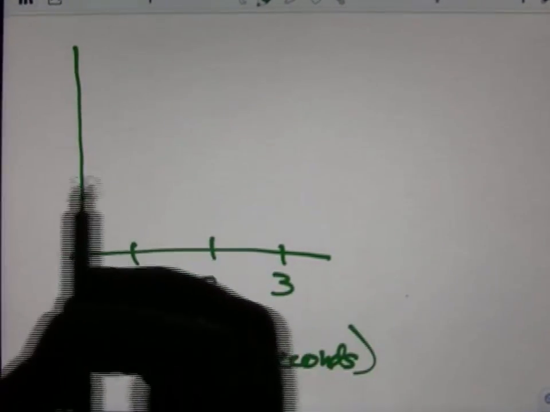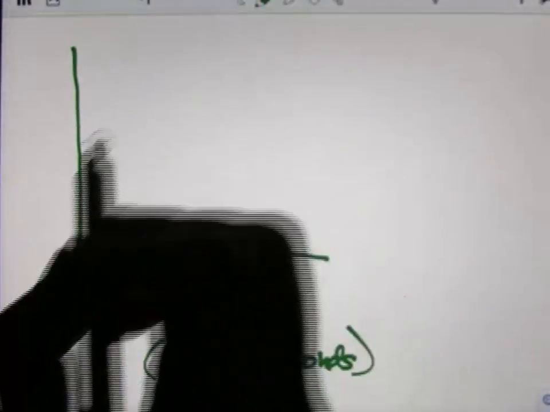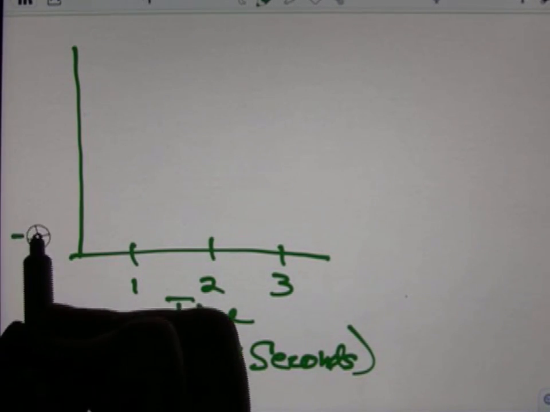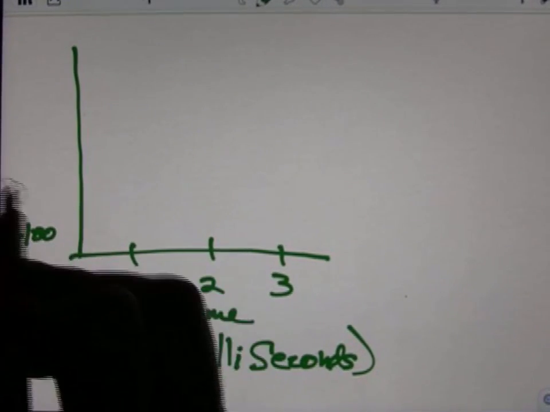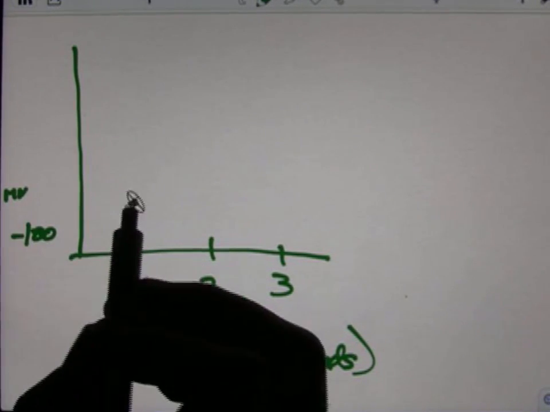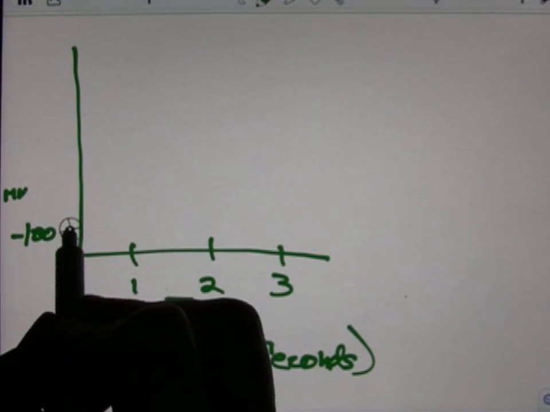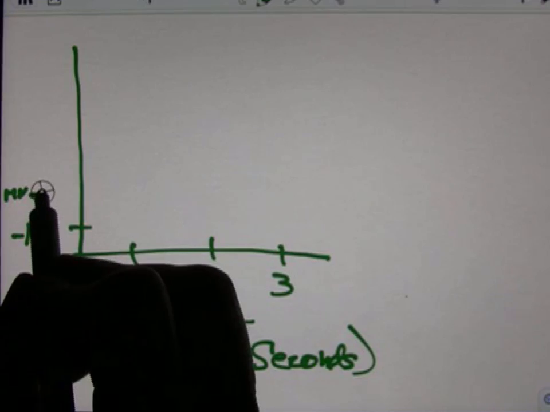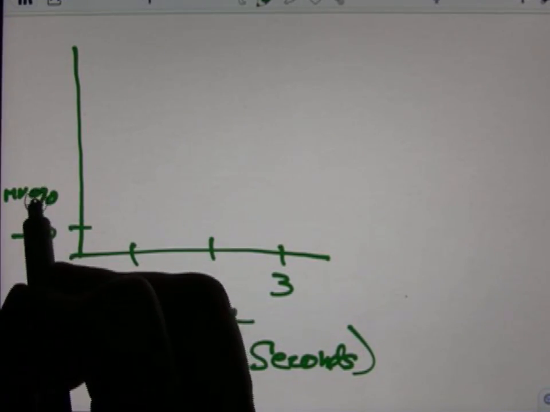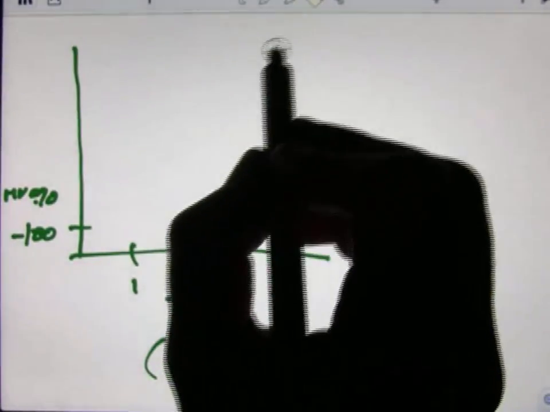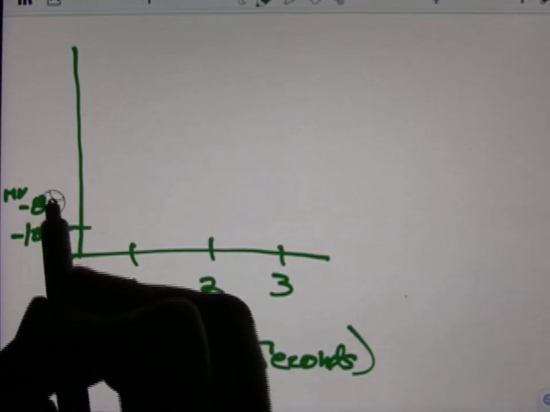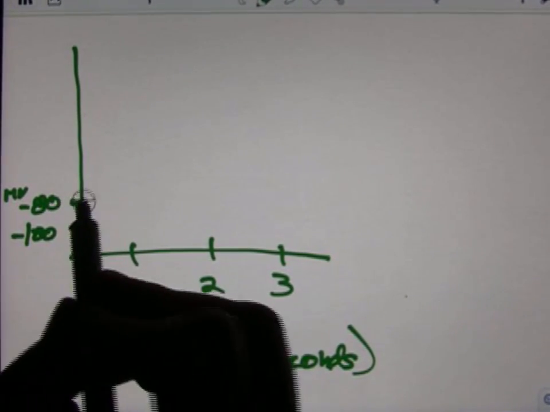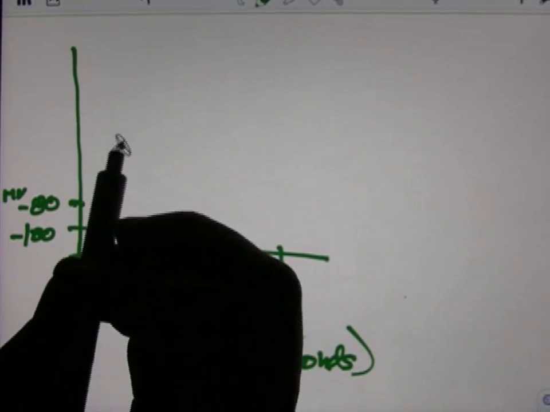And on the y-axis, we have millivolts. I'll put minus 100. Remember, that's the equilibrium for potassium. We'll put minus 80, which we get to in the dip, the undershoot of the action potential.